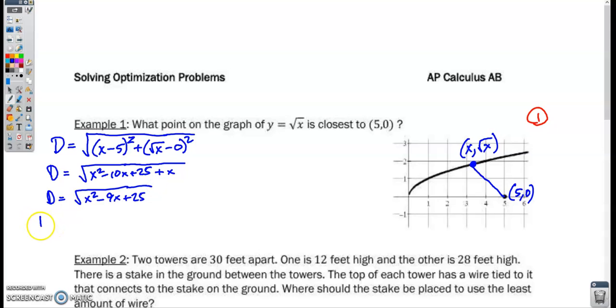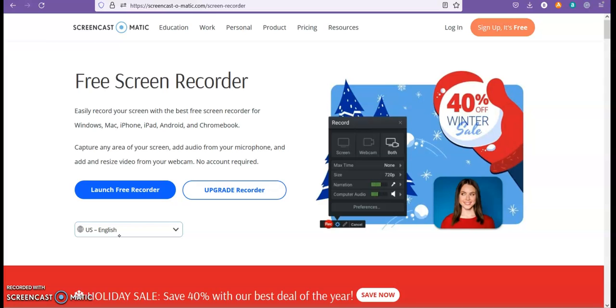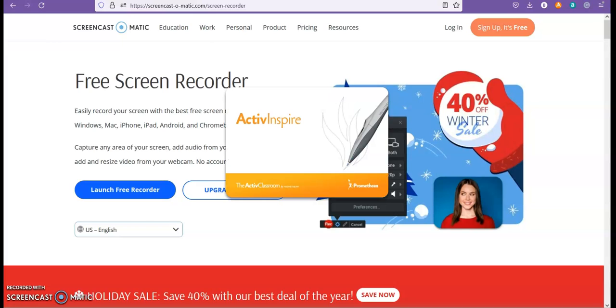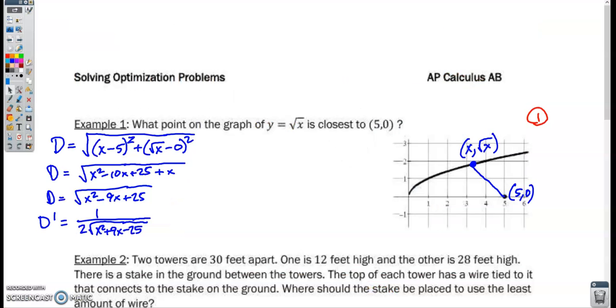This is the equation that we want to optimize. We're going to find the derivative and look for the critical points. So we take the derivative of this, that's 1 over 2 square root of x squared plus 9x minus 25. Oops, I flip-flopped my signs there. Sorry about that. Who knew that trying to erase would cause my presentation software to crash? But it did. So go ahead and erase this and fix it now.